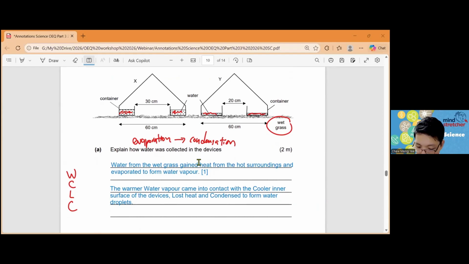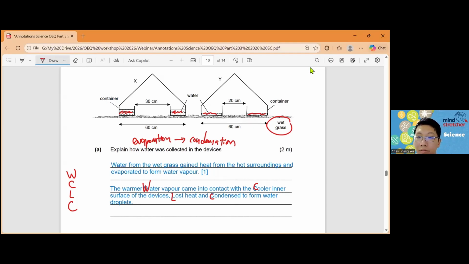So WCLC, first W, water vapor, or you can say is the warmer. Why do we put warmer here? Either you don't put a warmer also can, because essentially you say it's cooler, but just to be sure, we put a warmer. The first W is for water vapor, came into contact with the cooler inner surface of the device, lost heat, and condensed to form water droplets.